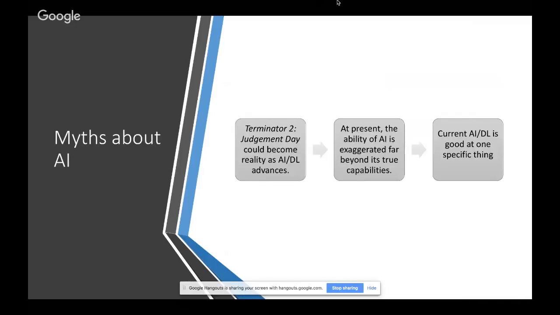What are the myths about AI? If you have been reading about AI or machine learning in the newspaper, a lot of people have been talking about things like Terminator 2: Judgment Day could become a reality as AI advances. But the reality is, we don't need to be afraid, at least for the next few years, as deep learning practitioners. Once you start learning about deep learning or machine learning, you realize they're more of a pattern matching.